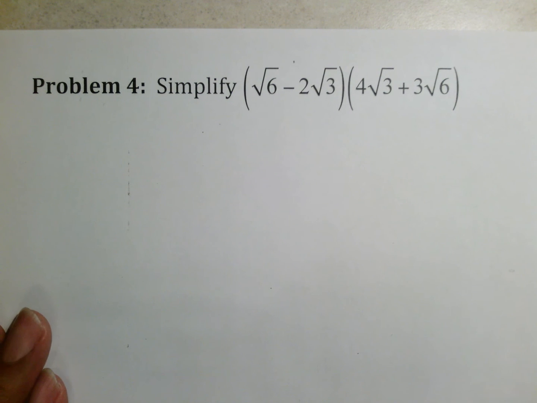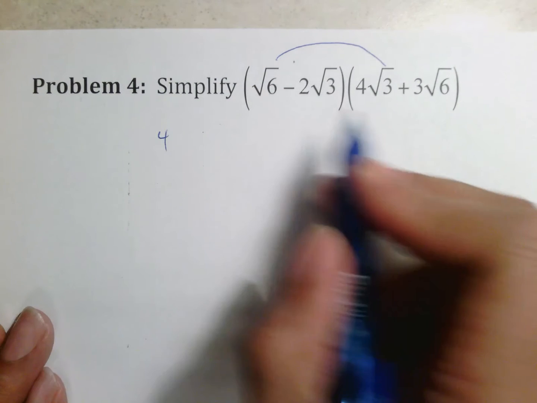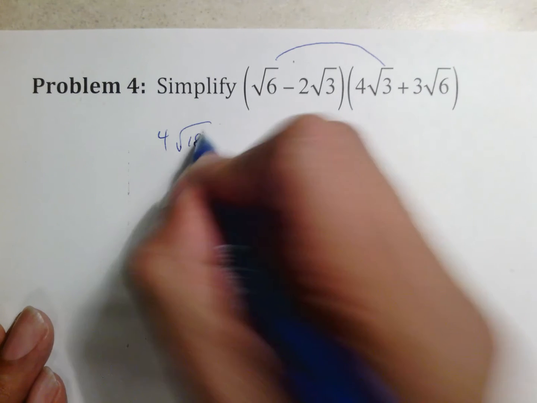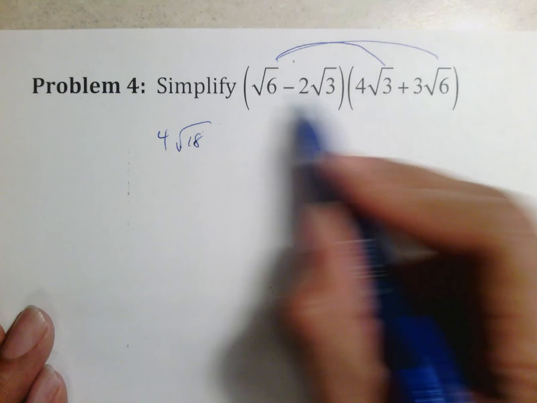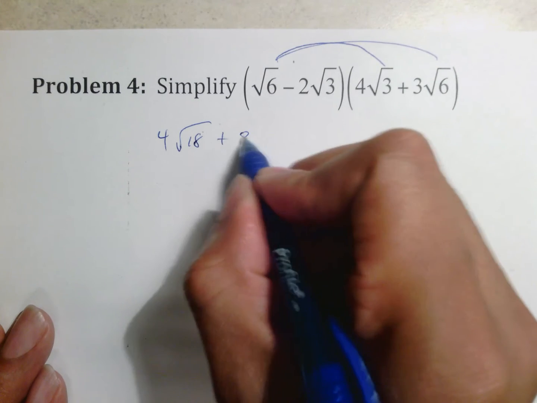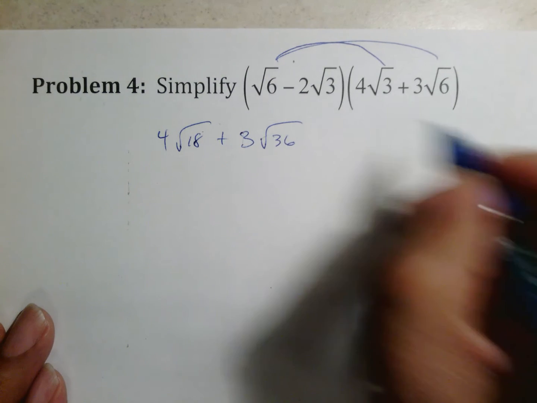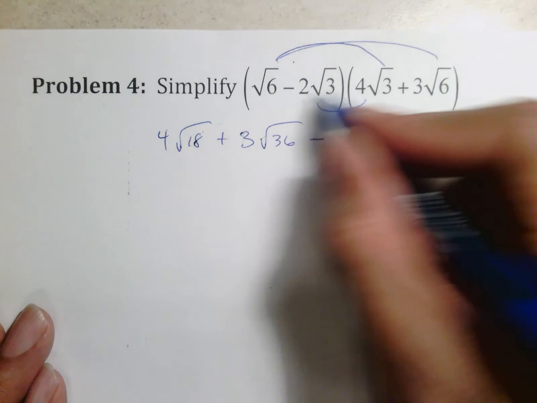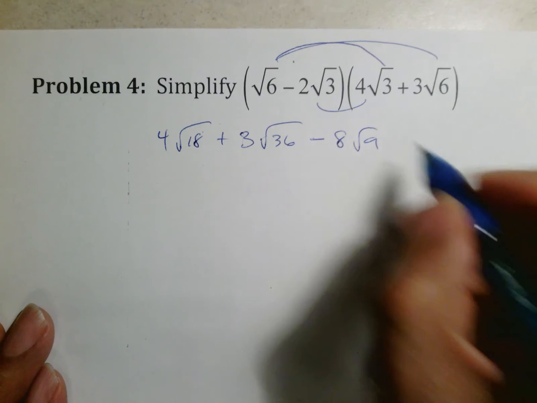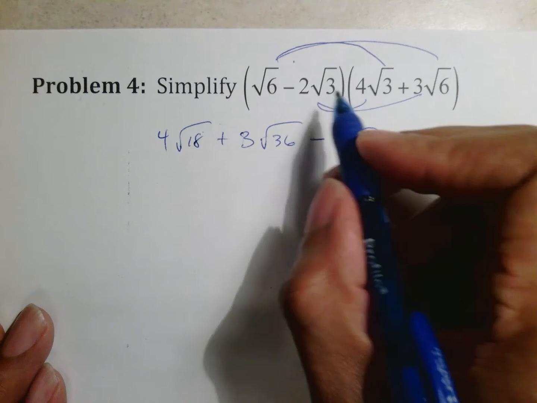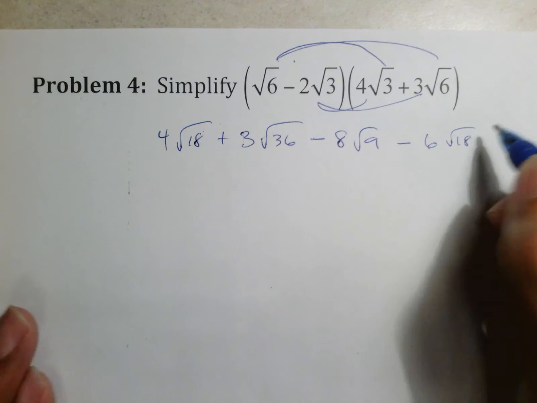Again, this situation here, make these 2 meet. Outside times outside is 4. 6 times 3 makes 18. Here times here, outside number is +3, and then 6 times 6 is 36. Here it's going to be -2 times 4 is 8. 3 times 3 makes 9. Here is also going to be -2 times 3 is 6. 6 times 3 is 18.